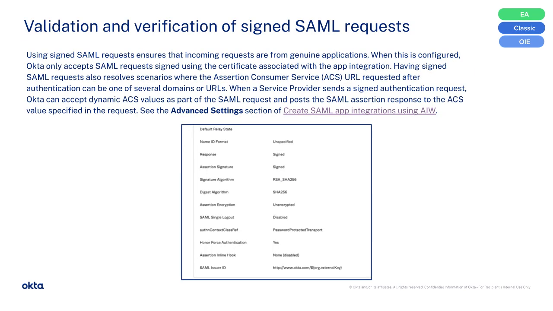Validation and verification of signed SAML requests. Note, when this is configured, Okta only accepts SAML requests signed using the certificate associated with the app integration. Signed SAML requests ensure that incoming requests are from genuine applications. Addresses scenarios where the assertion consumer service URL requested after authentication can be one of several domains or URLs. When a service provider sends a signed authentication request, Okta can accept dynamic ACS values as part of the SAML request and post the SAML assertion response to the ACS value specified in the request. See the Advanced Settings section of Create SAML app integrations using AIW.